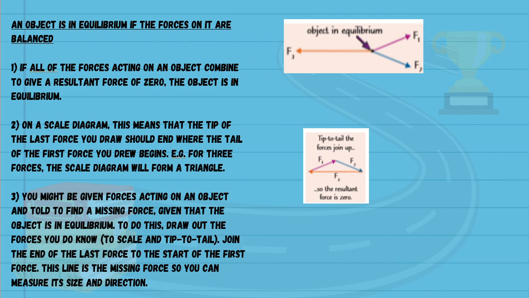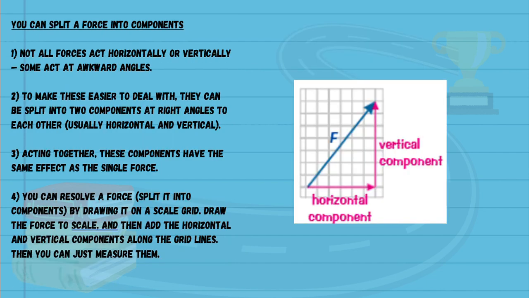You might be given forces acting on an object and told to find a missing force, given that the object is in equilibrium. To do this, draw out the forces you do know to scale and tip to tail. Join the end of the last force to the start of the first force. This line is the missing force, so you can measure its size and direction.